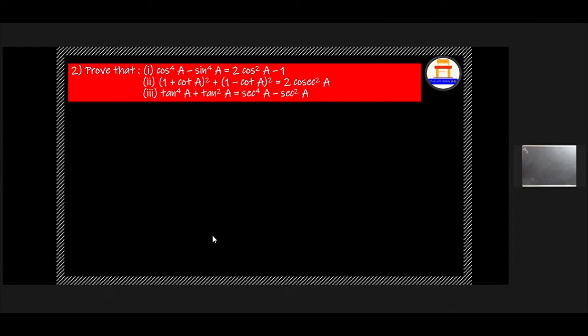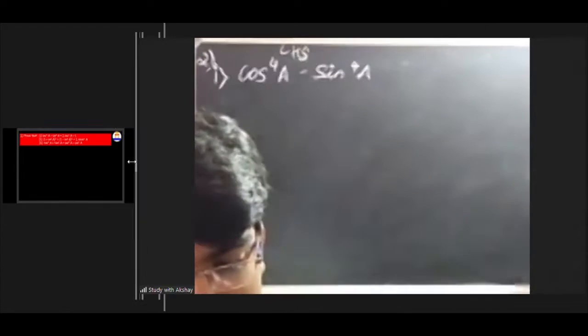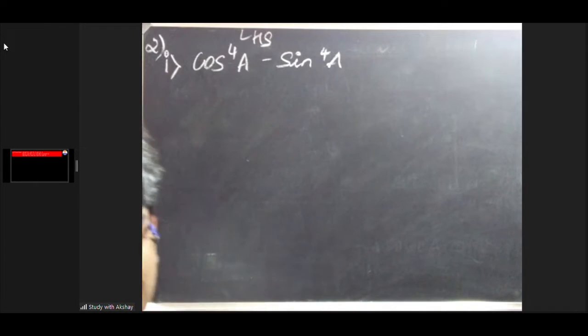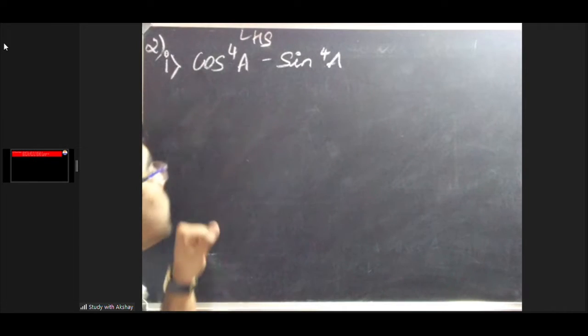Question number 2 has 3 subdivisions. First subdivision, we will take it as, let me write down the LHS side because I start with the LHS side. Cos to the power of 4 A minus sin to the power of 4 A. This is our LHS. Okay. Hope you have made a note of the question. The first sub question I'm going to start with.